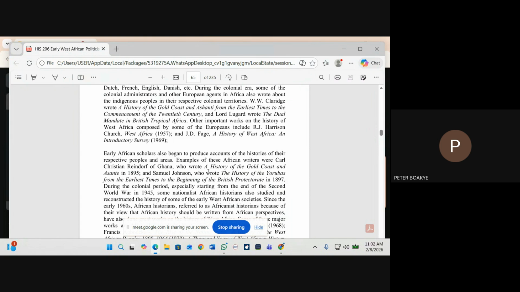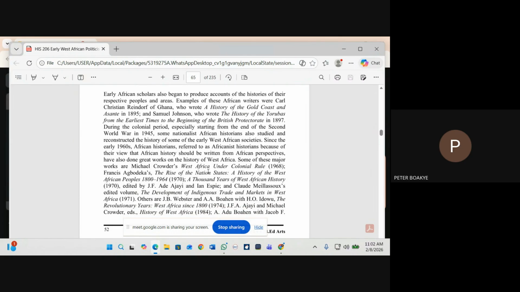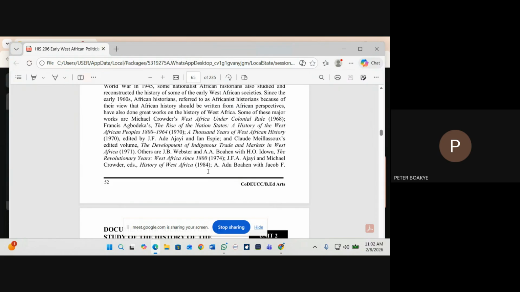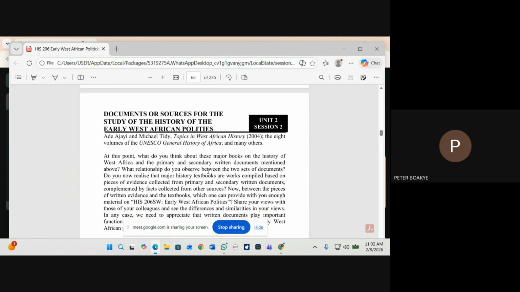Samuel Johnson wrote the history of the Yorubas from the earliest times, and there was a history of the Gold Coast and Asante in 1895. So these are some of the works that we have. Michael Crowder wrote West Africa under Colonial Rule, about the categories of nation states, and a history of West Africa, a thousand years of West African history, and later with Fage and so on and so forth. Then there is The Development of Indigenous Trade and Markets in West Africa, and other works written by Adu Boahen, and All Roads, Revolutionary Years, West Africa since 1800, and a lot of works done.